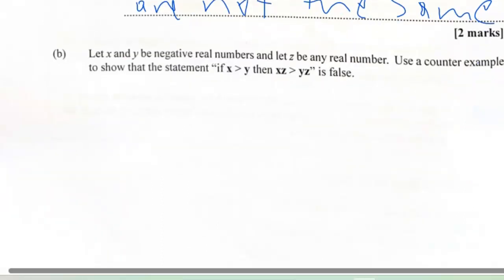Let X and Y be negative real numbers and let Z be any real number. So X and Y should be negative and Z can be anything. Use a counterexample to show that the statement, if X is greater than Y, then if I multiply both sides by Z, XZ is greater than YZ. We have to show that a statement is false. All right, let's do a counterexample.